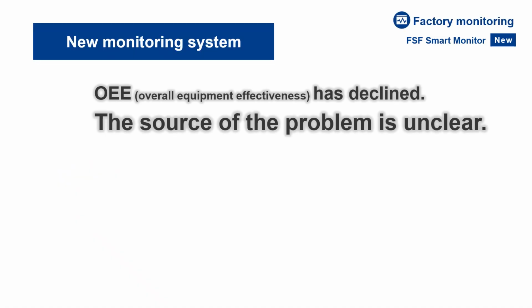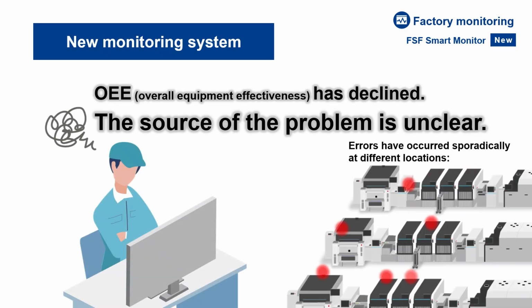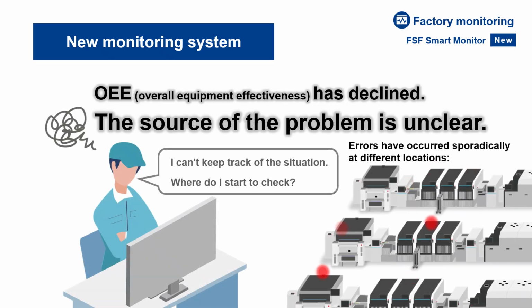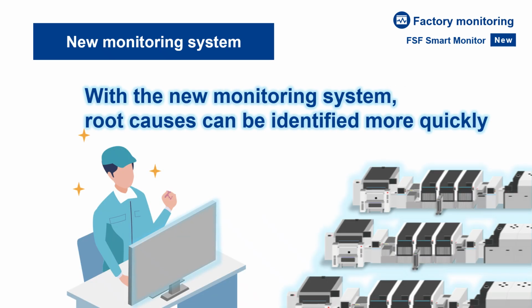In the past, when OEE deteriorated, it was difficult to tell at a glance where the problem was, and it took a long time to identify the cause. A new factory monitoring system, Factory Smart Monitor, changes this situation all at once.